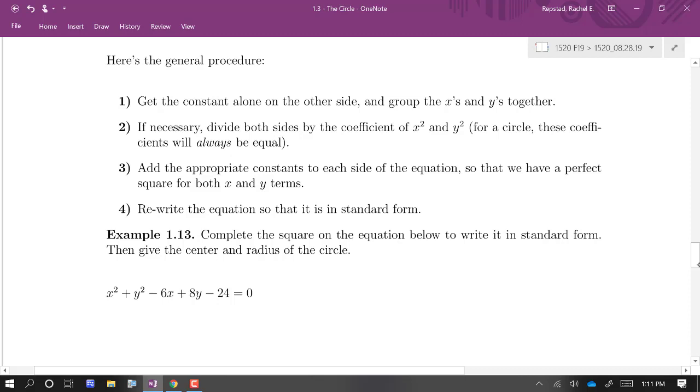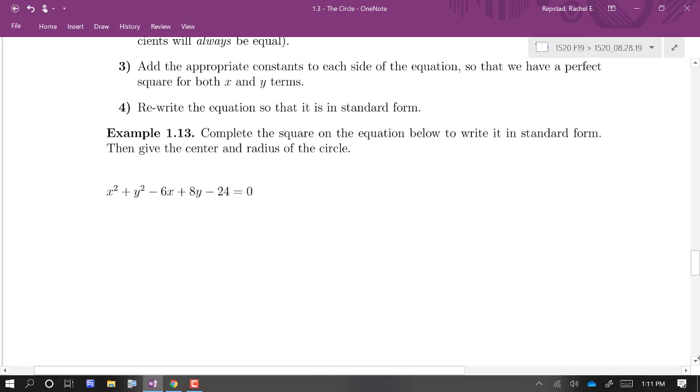So here's how we begin. When we complete the square in a circle, notice that because we have both an x squared and a y squared, we're going to have to complete the square twice, on each of those variables. So I'm going to do some organizing. I'm going to group the x term with the x squared first.